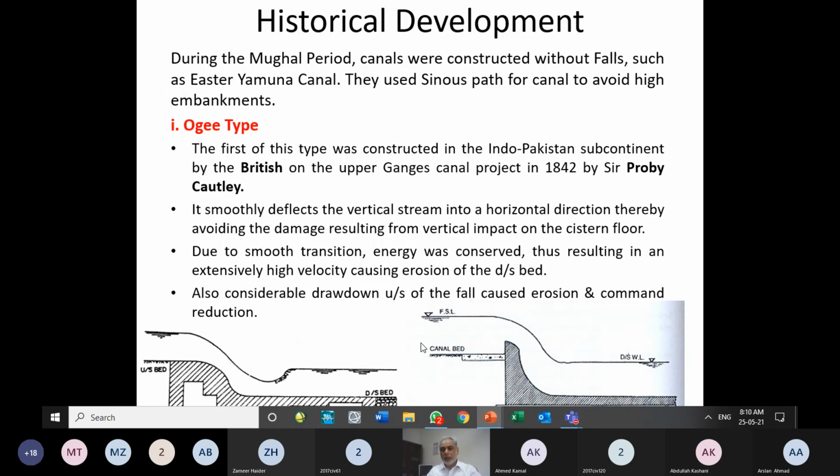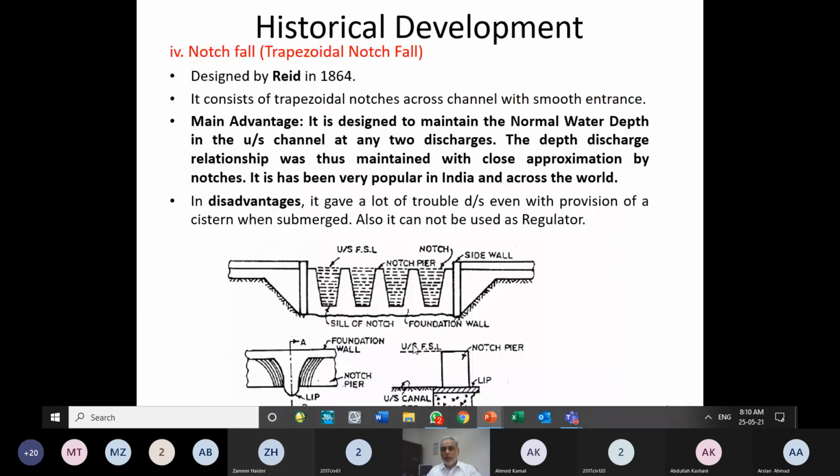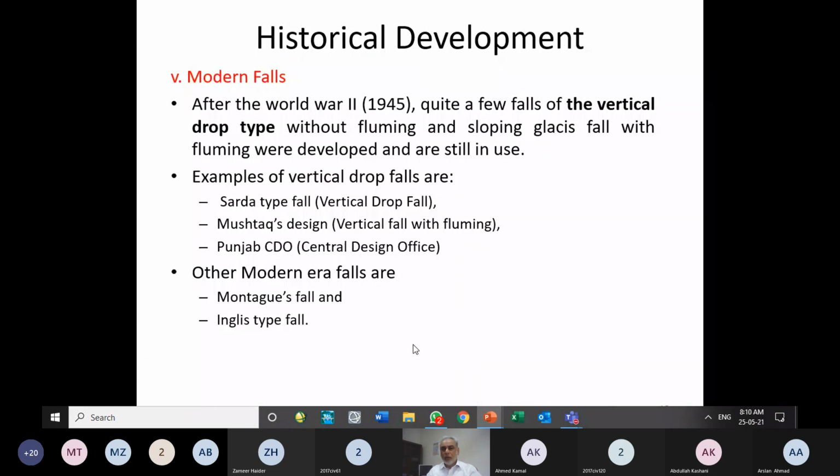Historical development of the fall was discussed: Ogee type, rapids, and stepped fall, vertical drop fall, and trapezoidal fall. And some of the falls which have been used in the last 4-5 decades in this area after 1950s or 45. These falls have been popular in this area, vertical drop and its variants. So these are the variants of the vertical drop fall.